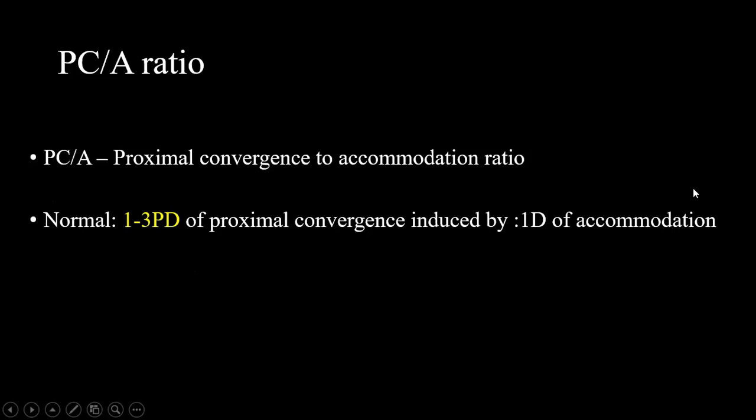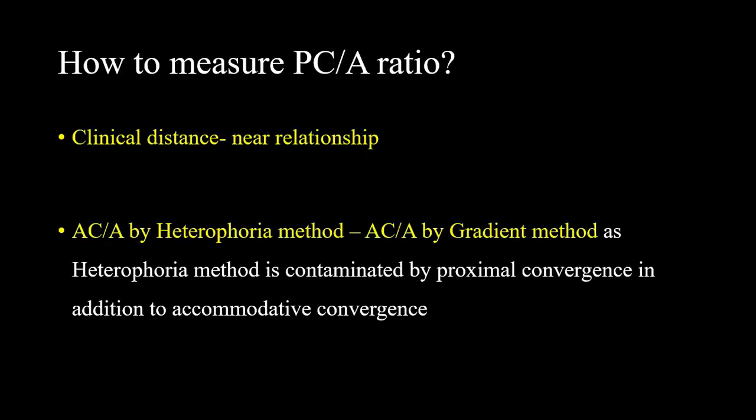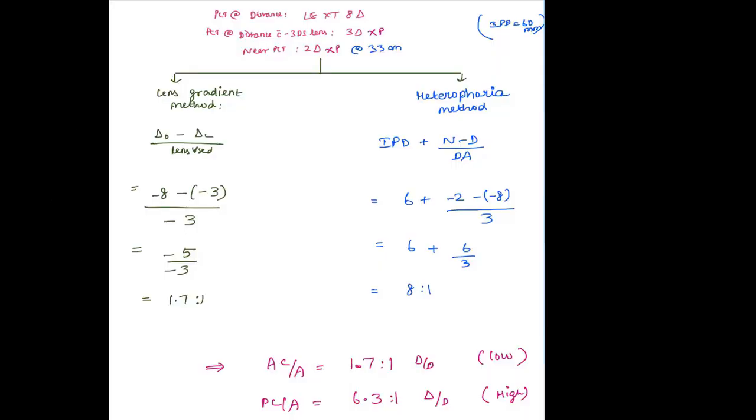There is also something called the PC/A ratio, the proximal convergence to accommodation ratio. The normal will be 1 to 3 prism diopters of proximal convergence for every 1 diopter of accommodation. This can be found out by subtracting the AC/A ratio by the gradient method from the AC/A ratio by the heterophoria method, because heterophoria measures both, as we saw, and the gradient method measures only the accommodative convergence. Using the lens gradient method, we found the AC/A ratio to be 1.7:1. For the same patient, the heterophoria method gives 8:1. So the difference between both, that is 6.3, is the PC/A ratio.